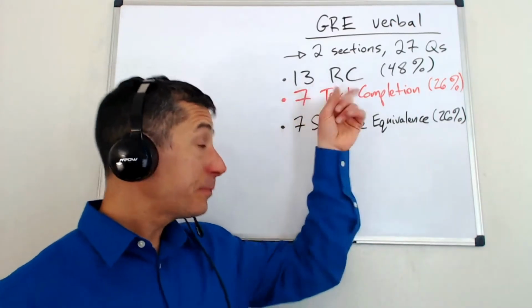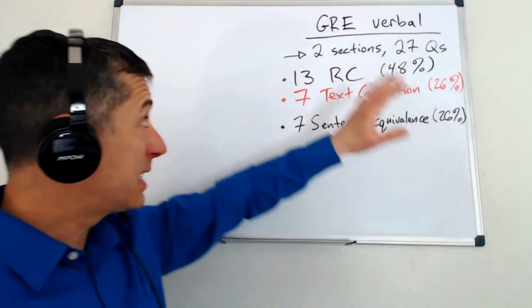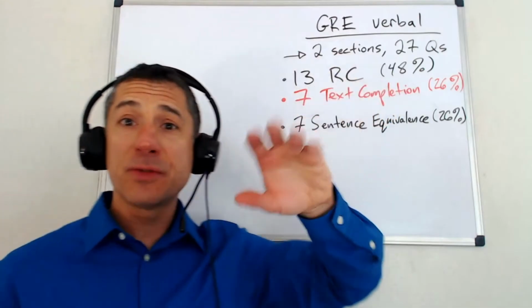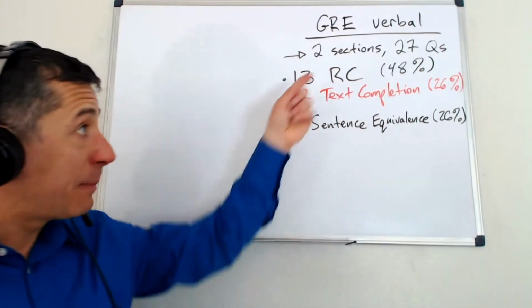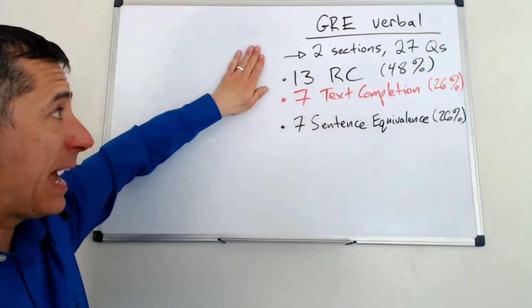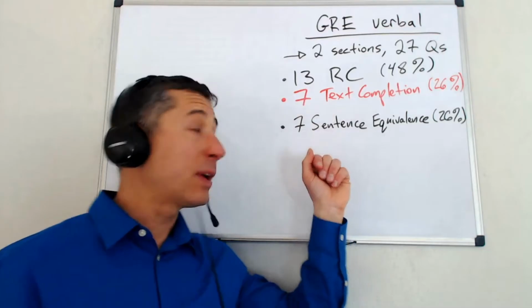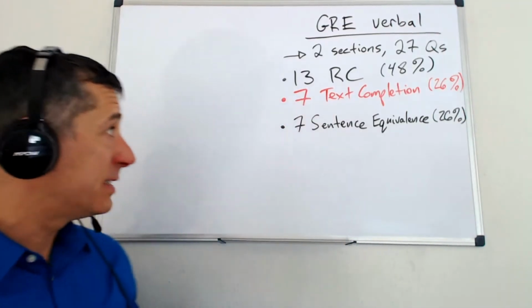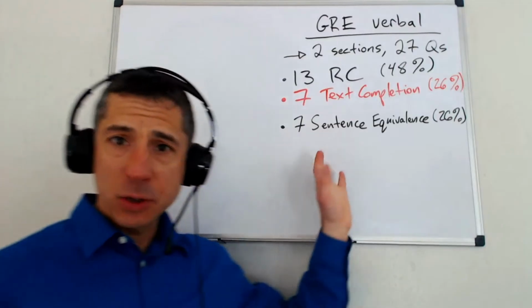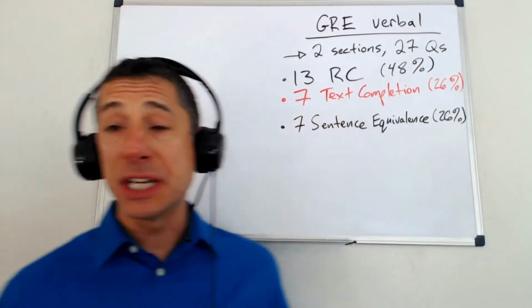Quick overview of the GRE verbal section, the shortened version of the GRE that was just introduced. You've got two sections. The first section is going to be 12 questions. The second section is going to be 15. You add that up, you get 27 questions. About half are going to be reading comprehension. A little bit more than half are going to be vocabulary based: 7 text completion, 26% of your questions, and then another 7 are going to be sentence equivalents. We'll deal with those in another video, even though they're pretty similar to text completion.